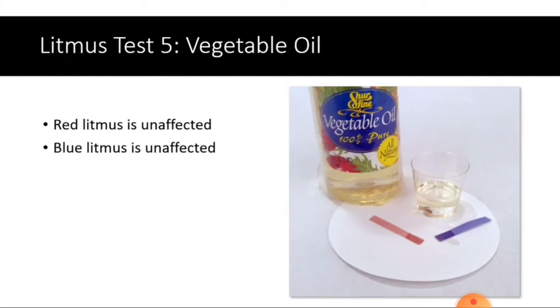The fifth sample is vegetable oil. Here red litmus remains unaffected, and blue is also unaffected. So the nature of vegetable oil is neutral.